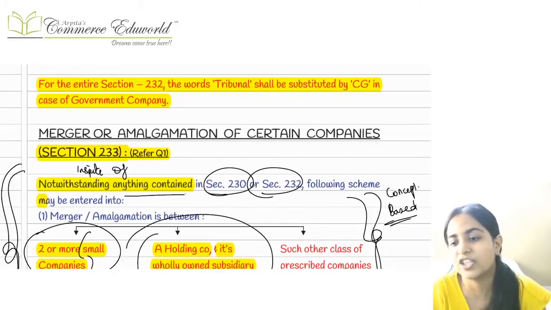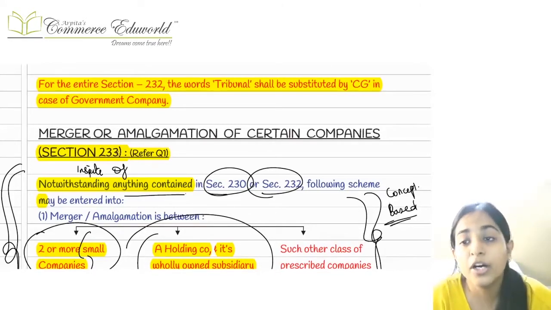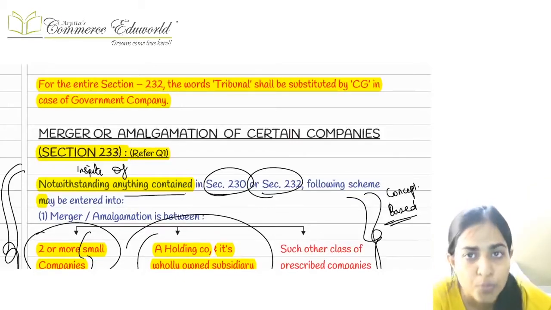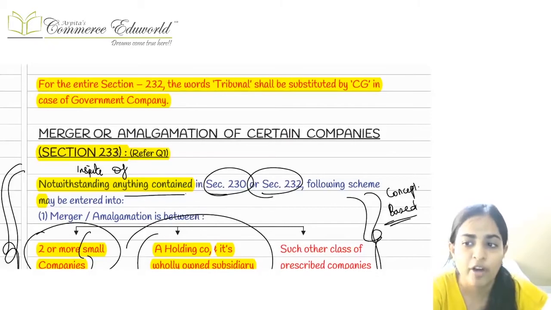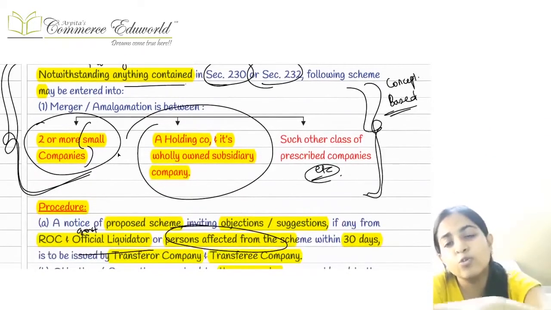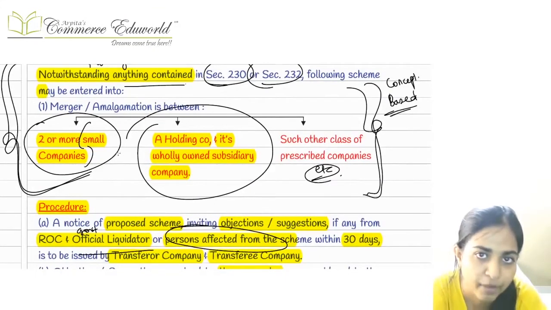233 is a specific section which is going to talk about merger or amalgamation in certain cases, where there is a merger or amalgamation between two or more small companies, or when there is a merger or amalgamation of a holding company and a wholly owned subsidiary company. Then they can make use of section number 233, but there is a particular process which is applicable for that.